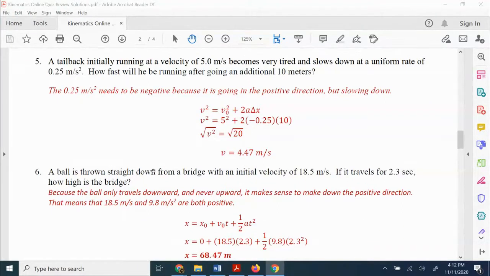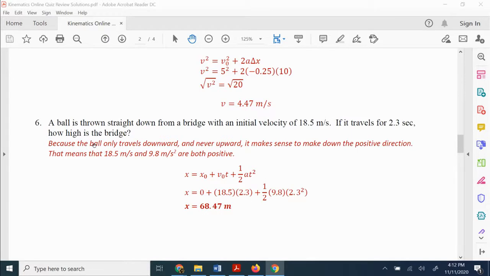A ball is thrown straight down on the bridge with a constant initial velocity of 18.5 meters per second. If it travels for 2.3 seconds, how high is the bridge? So because it only ever travels downward, never upward, it would make sense to make down the positive direction. So that's meaning you're going to make the 18.5 and the 9.8 are both positive because they're both downward, right?